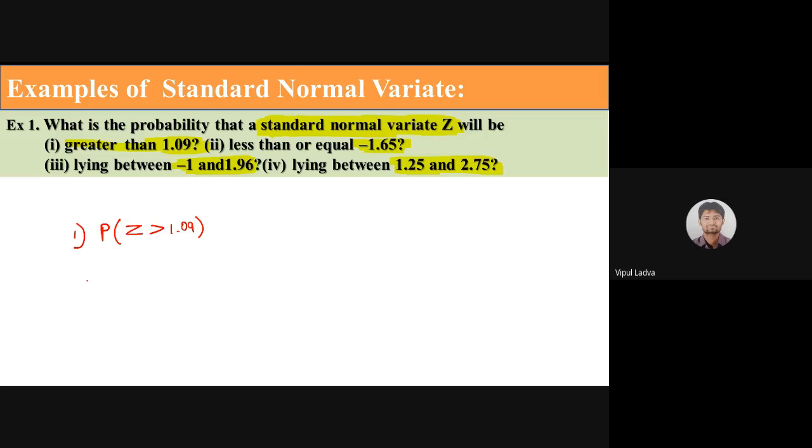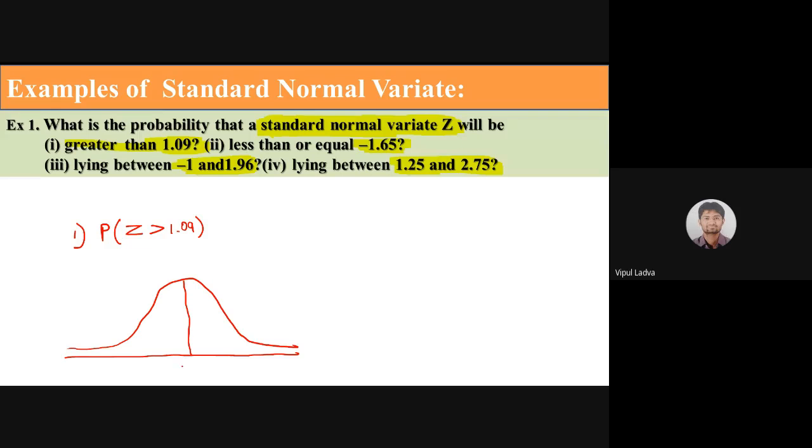For any question related to normal variate or standard normal variate, each and every time we will be dealing with a rough sketch of the standard normal distribution, the standard normal curve. We all are clear what a standard normal curve is. We have learned this very well. The standard normal curve is a normal distribution with mean 0 and standard deviation 1. This is my standard normal curve.